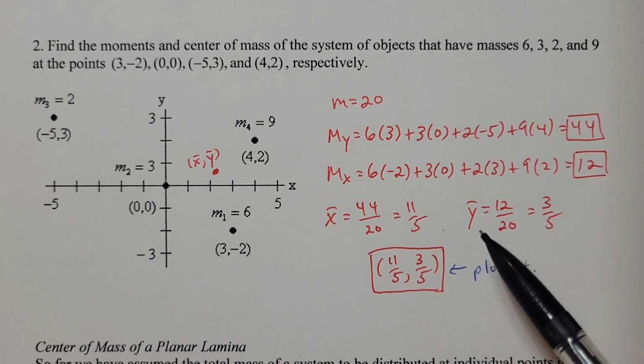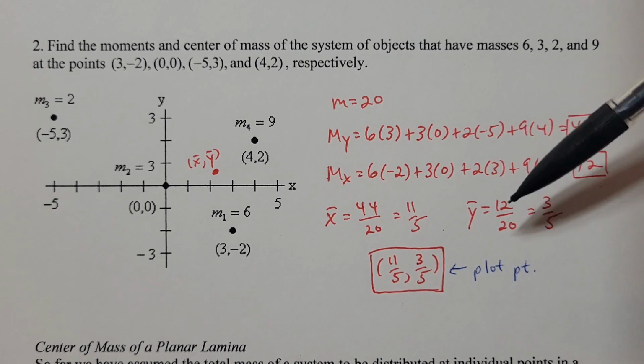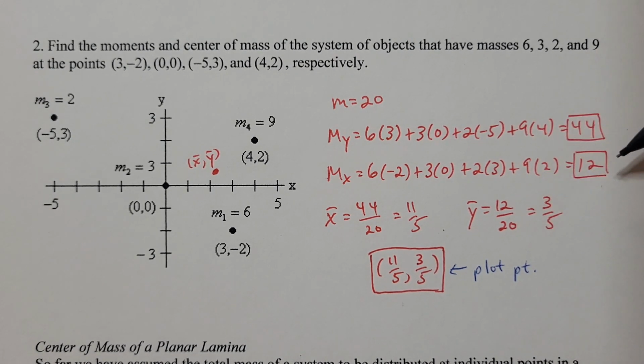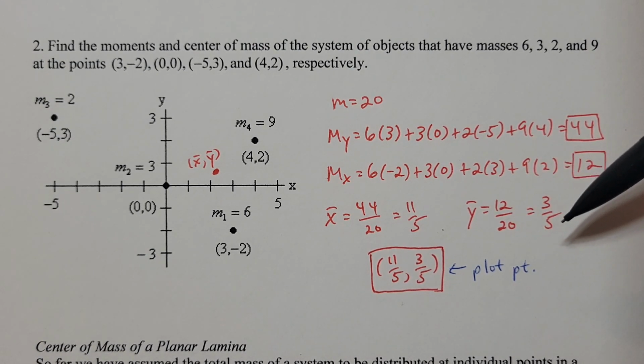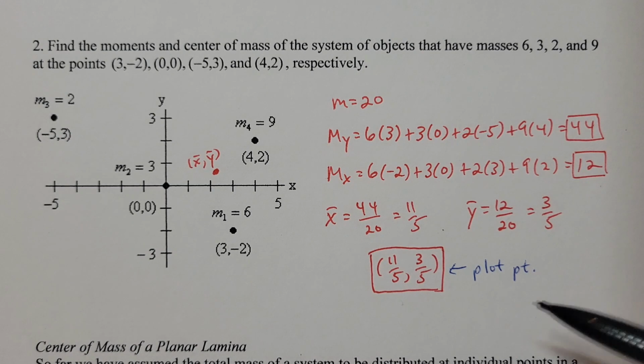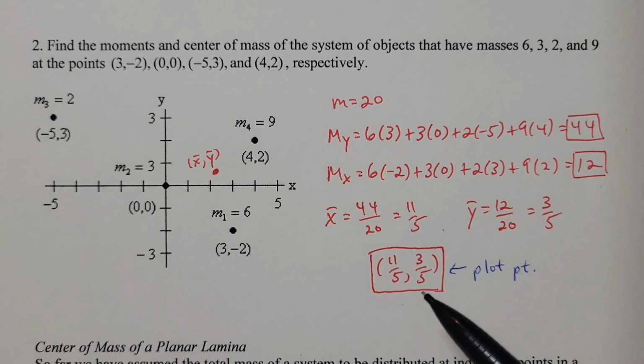And then the value of y bar is where I take the moment of the system about the x-axis, 12, divided by the total mass. 12 divided by 20 reduces to 3/5. So this is my answer: the point (11/5, 3/5).